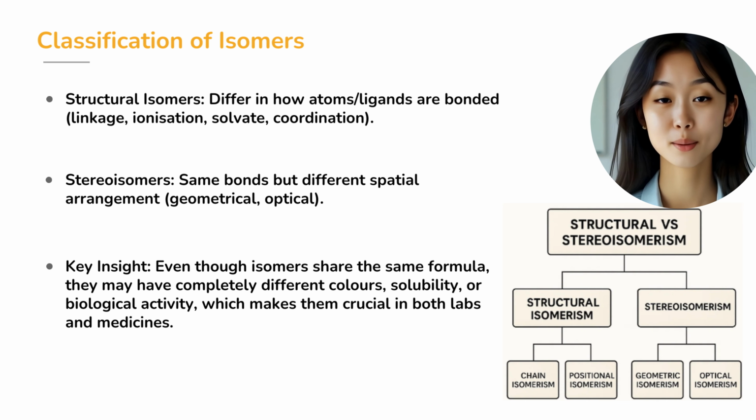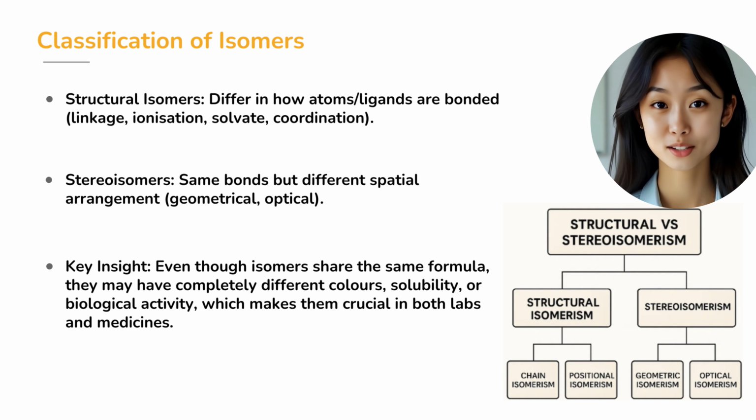The second big family is stereoisomers. Here, the bonds remain the same, but the arrangement in space is different. It's like rearranging benches in your classroom, same students, same number, but different seating. Under this, we have geometrical isomers like cis and trans, and optical isomers which behave like left and right hands in a mirror.